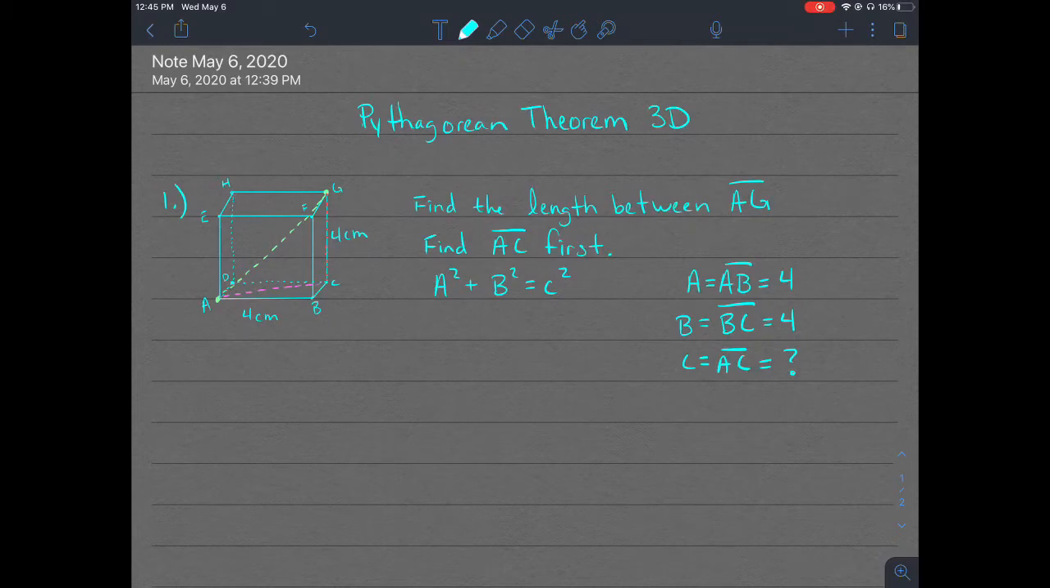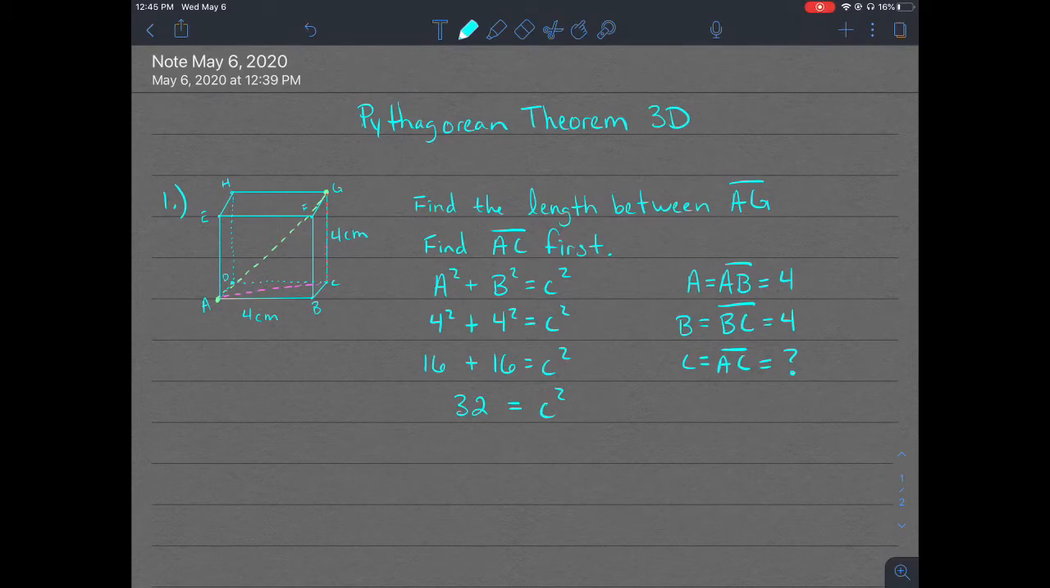So use the Pythagorean theorem, A squared plus B squared equals C squared. We know what A is, 4, B is 4, we do not know what C is. Remember, that's the pink length. 4 squared is not 4 times 2, so do not put 8. 4 squared is 4 times 4, which we all know is 16. Add that together, you get 32.